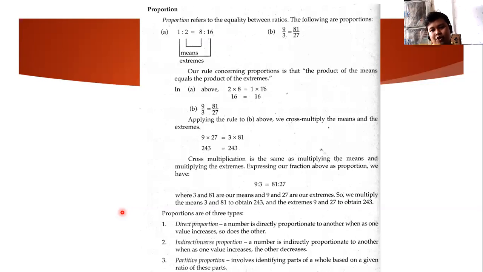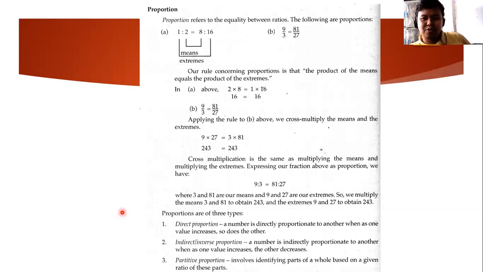What is a proportion? A proportion refers to equality between ratios, the sameness between the ratios. First, 1 over 2 and 8 over 16. What is the sameness of 1 over 16 and 2 over 8? Same as 9 over 3 and 81 over 27.